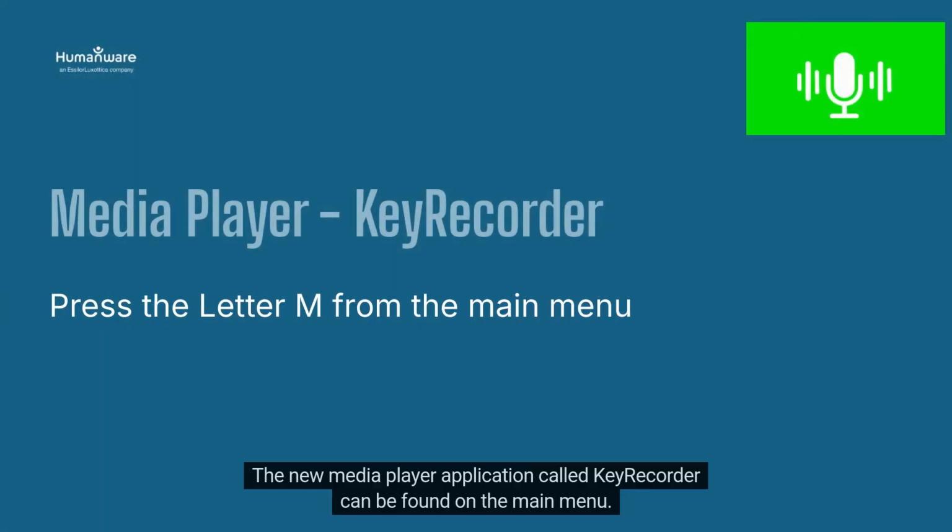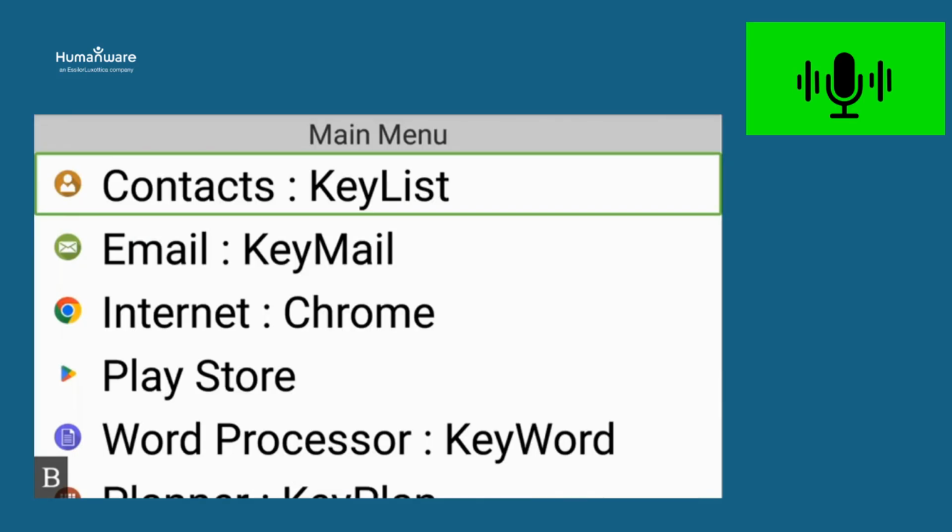The new media player application called KeyRecorder can be found on the main menu. Pressing the letter M will take me to the application using first letter navigation.